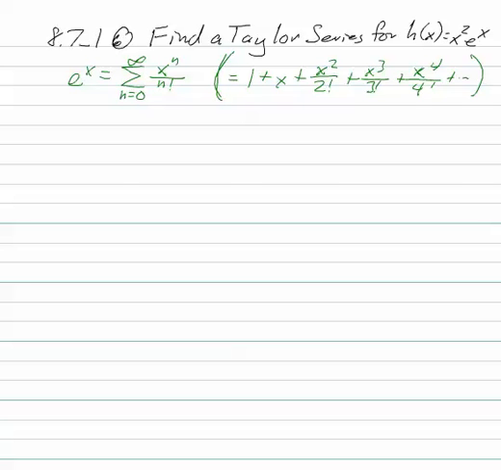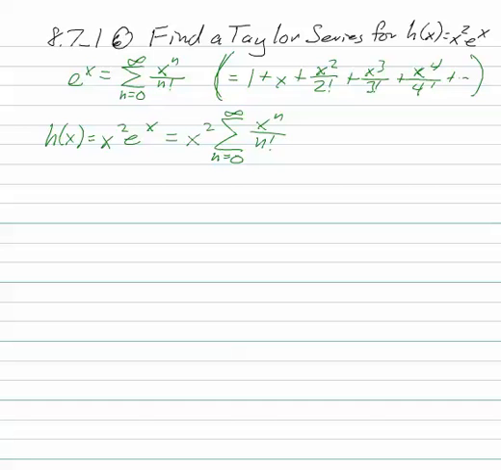So if I want to know h of x is x squared e to the x, I can take my e to the x and replace it with the series. Yes, you could make a big old chart, but the chart is going to be horrible because your derivatives are going to be chain product rules and not fun. Instead, we can say that this is the same as x squared times the series from n equals 0 to infinity of x to the n over n factorial.